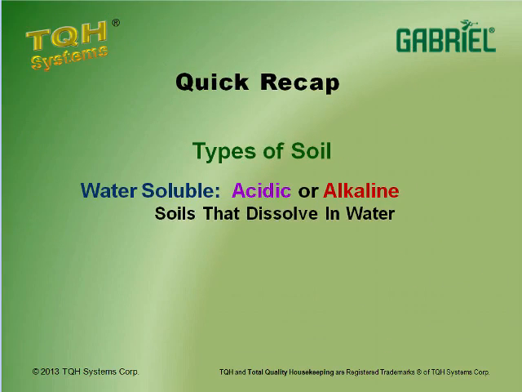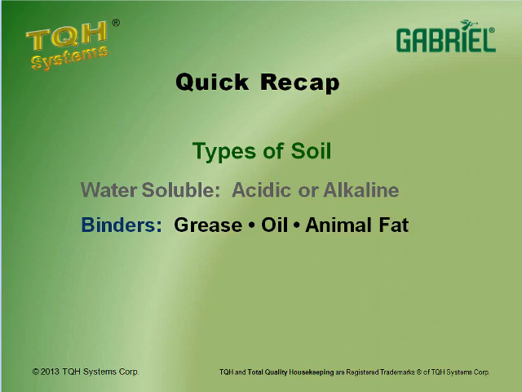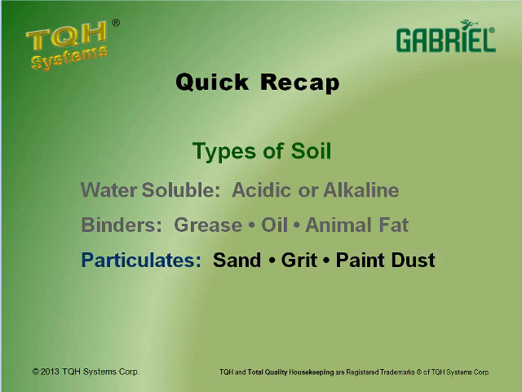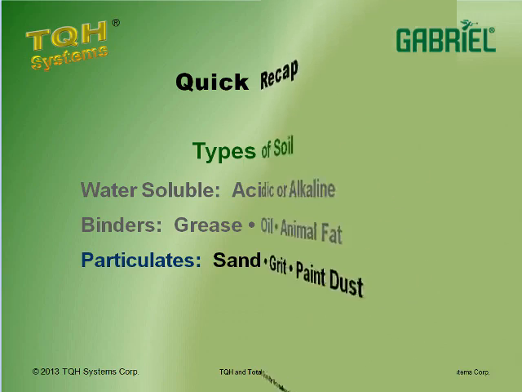Types of soil: water soluble. They're either going to be acidic or alkaline, and those are soils that will dissolve in water. Binders: grease, oil, animal fat. They don't dissolve in water. Particulates: sand, grit, paint dust.